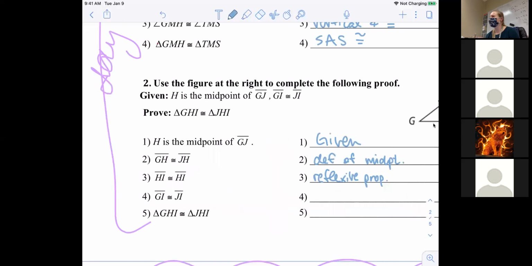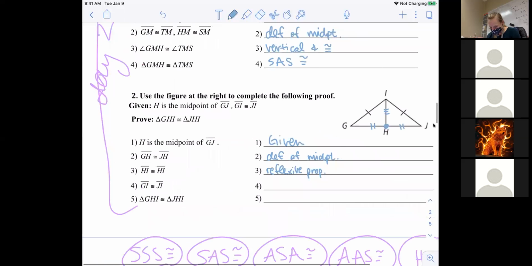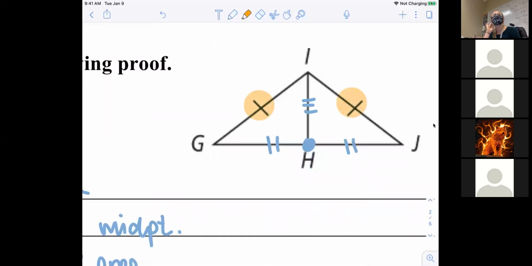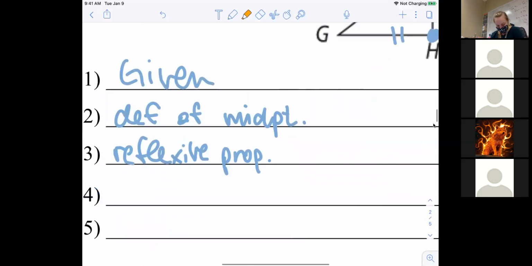Why do I know that? Why do I know GI and JI are congruent? Given. Very good. If you're ever confused, go back to the given or look at your picture and see what was drawn on there. That's given. I didn't have to know that.